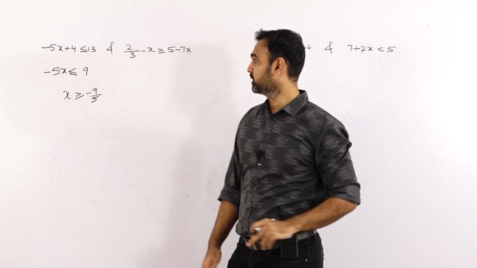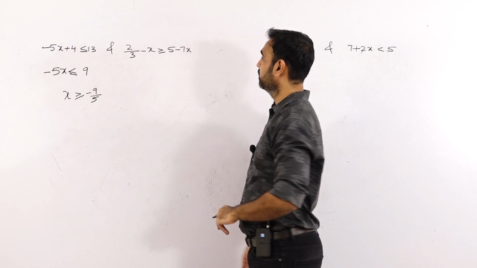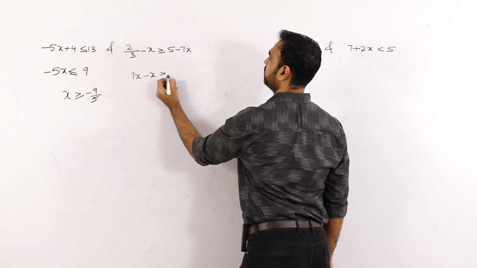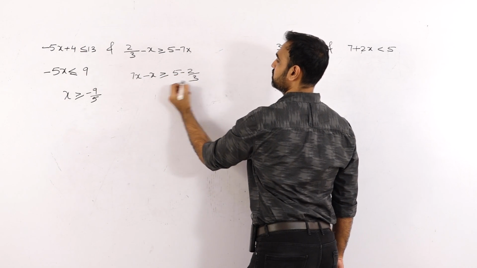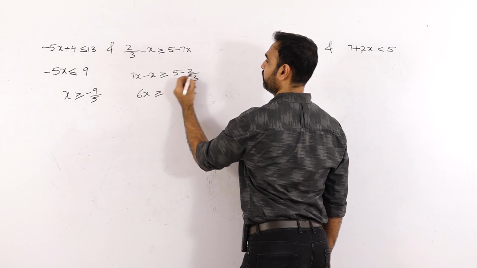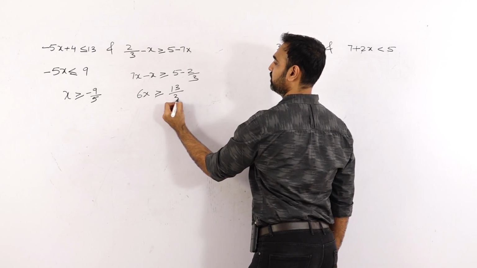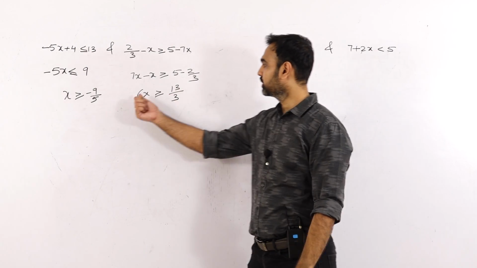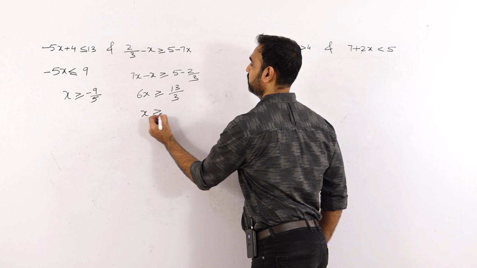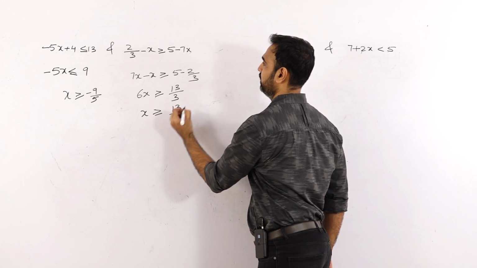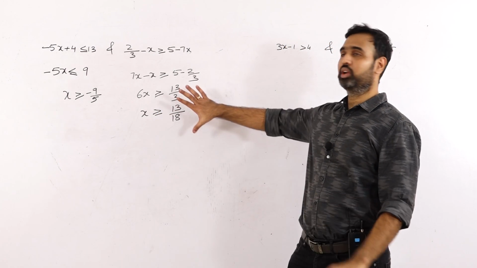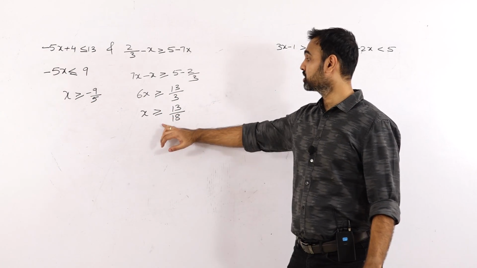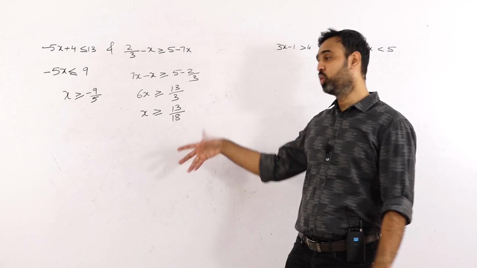This is the first inequation. Let us look at the second inequation. I will move 7x to this side: 7x minus x greater than or equal to 5 minus 2 by 3. So this is 6x greater than or equal to 15 minus 2, 13 by 3. Now you are moving a positive value to the other side. We are moving 6 to the other side, which gives x greater than or equal to 13 by 18. So this is what we are going to get. In this case, x is greater than or equal to minus 9 by 5 and x is greater than or equal to 13 by 18, both greater than or equal to.